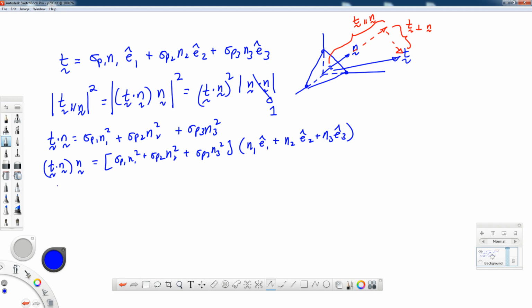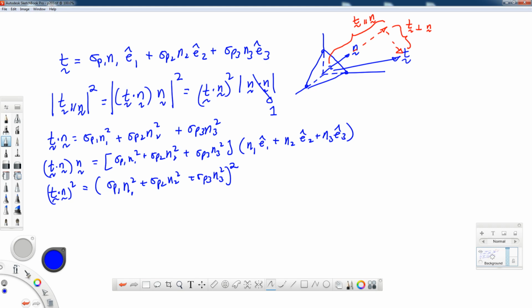And so t dot n squared is going to be this line right here squared. It's going to be sigma p1 n1 squared plus sigma p2 n2 squared plus sigma p3 n3 squared. That whole quantity squared.